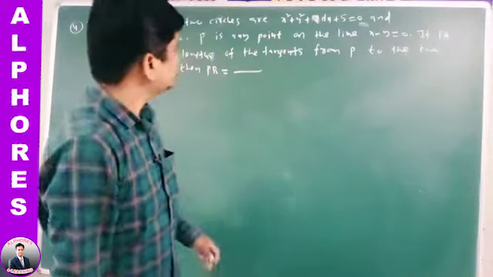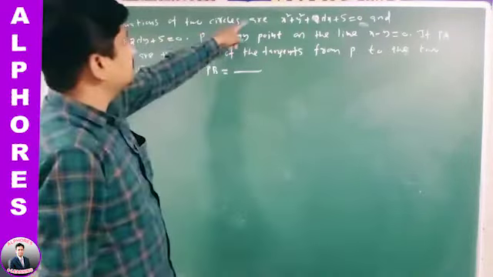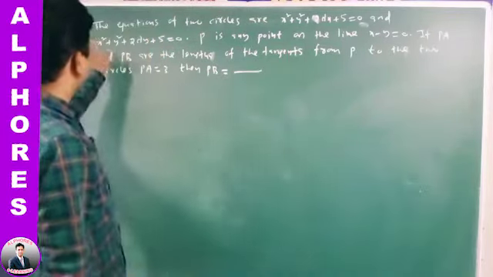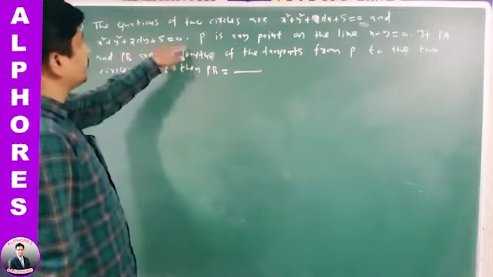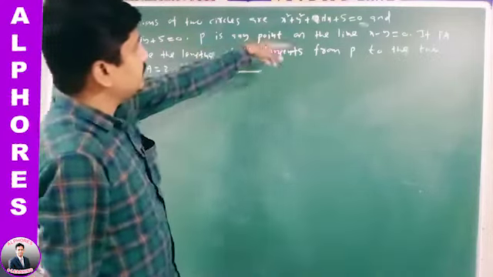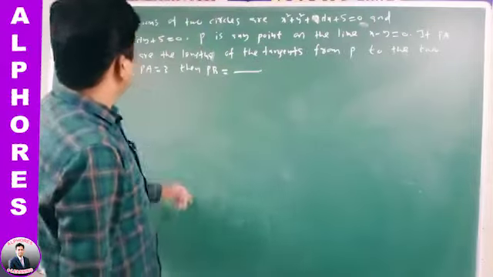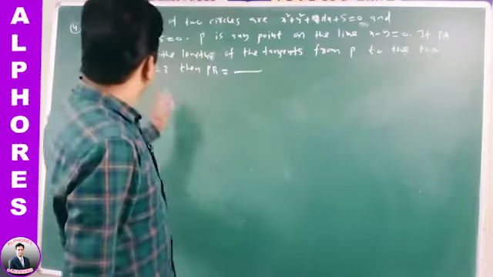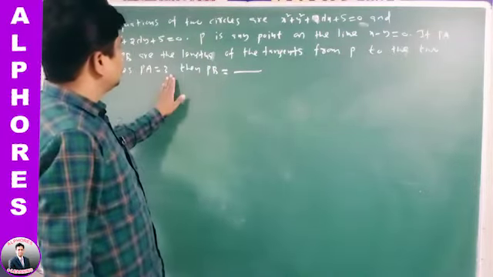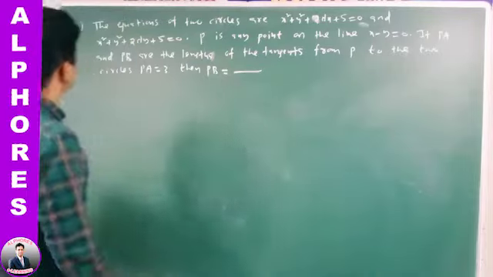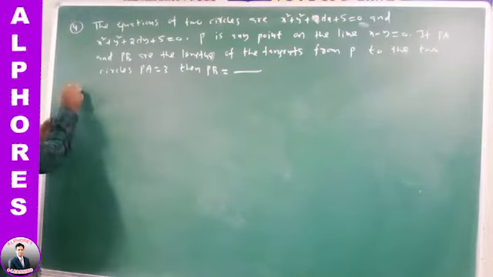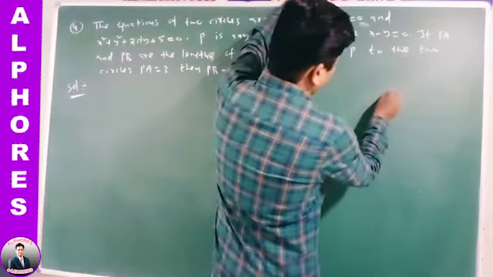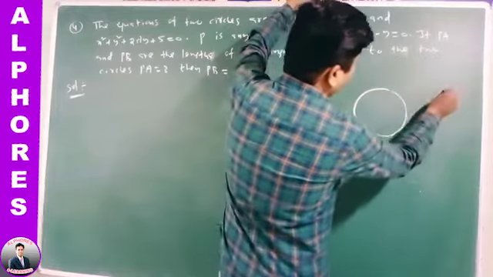Next problem. The equations of two circles are x square plus y square plus 2 lambda x plus 5 equal to 0 and x square plus y square plus 2 lambda y plus 5 equal to 0. P is any point on the line x minus y equal to 0. PA and PB are the lengths of the tangents from P to the two circles. PA equal to 3. Then PB equal to what? Here these are the given circles.